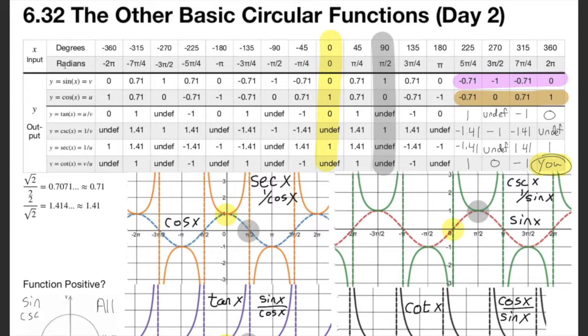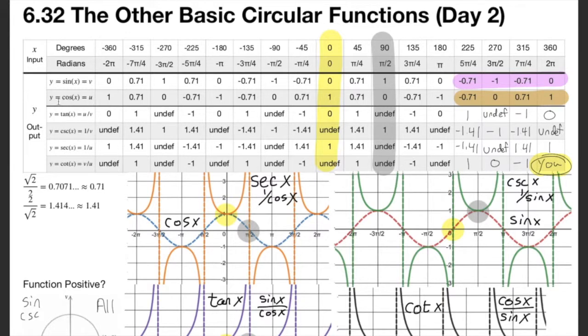And then, of course, if you take as your input x, the sine of this would be 0. Like sine of negative pi is 0. Sine of 0 is 0. Sine of pi over 2 is 1. And the cosine is down here also. So if the input is 0, then the output is 1 for cosine.